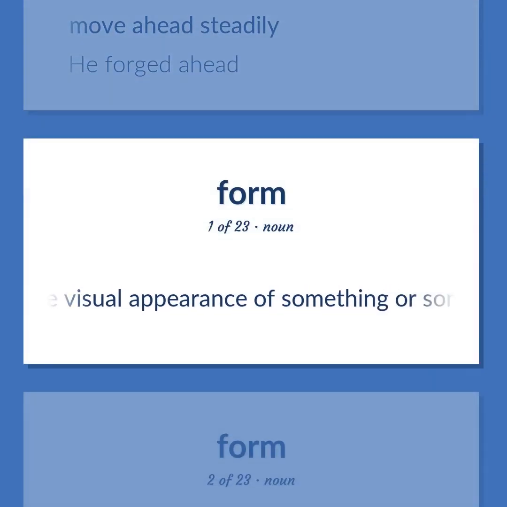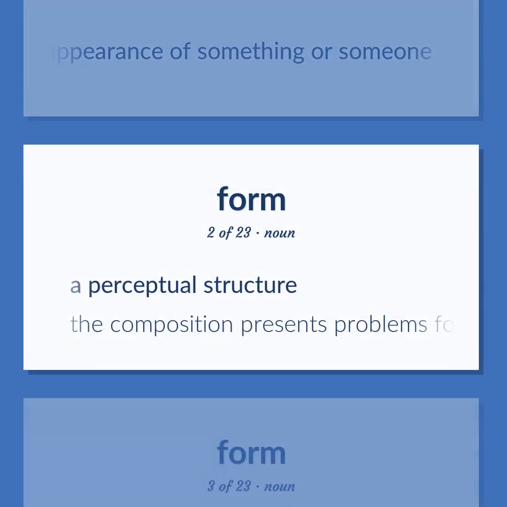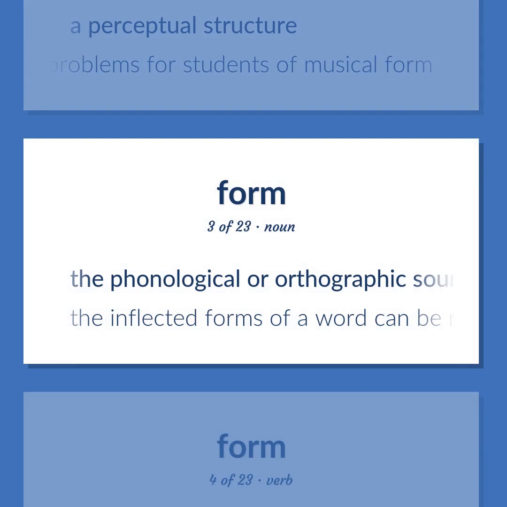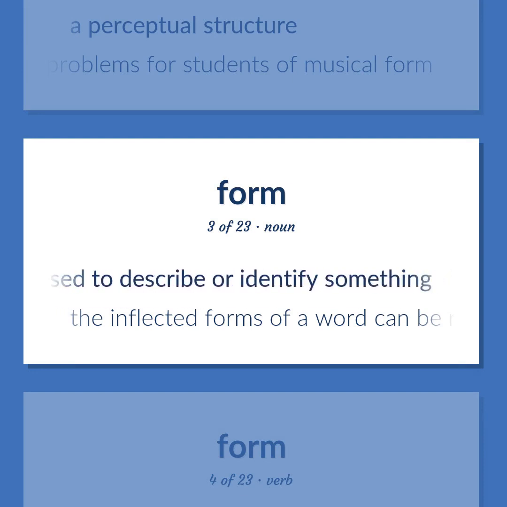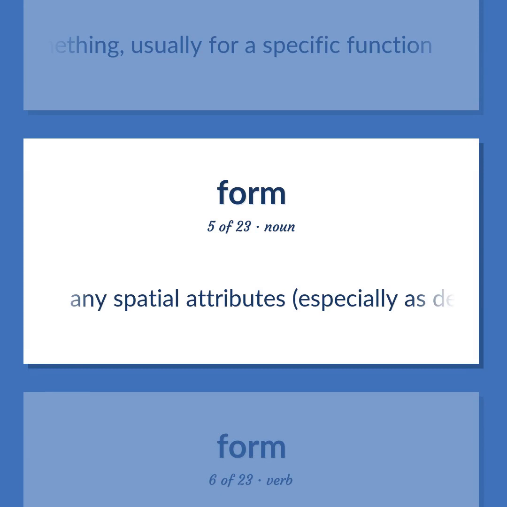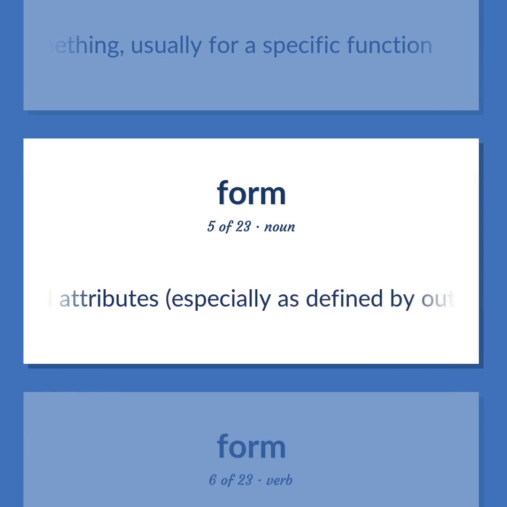The visual appearance of something or someone. A perceptual structure. The composition presents problems for students of musical form. The phonological or orthographic sound or appearance of a word that can be used to describe or identify something. The inflected forms of a word can be represented by a stem in a list of inflections to be attached. Make something, usually for a specific function. Any spatial attributes, especially as defined by outline.